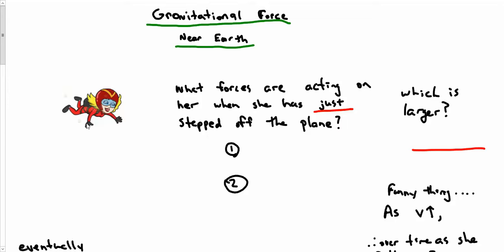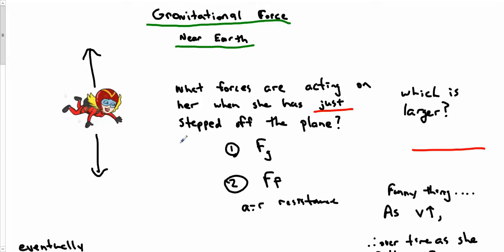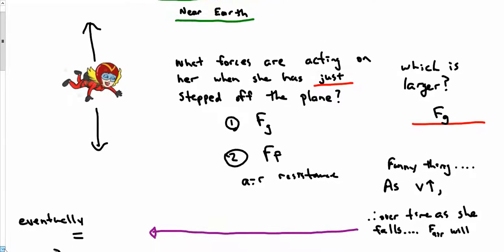What forces are acting on her? Gravity is pulling her down, and we can say friction or air resistance is trying to slow her down. When she just steps off the plane, Fg is going to be larger.